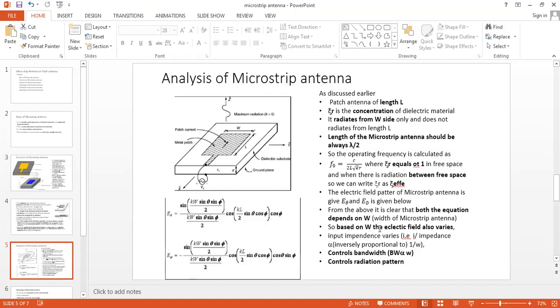So both equations have the parameter W. Based on the width, the electric field also varies. This controls the bandwidth and also the radiation pattern. So bandwidth is directly proportional to W, and the width also controls the radiation pattern.